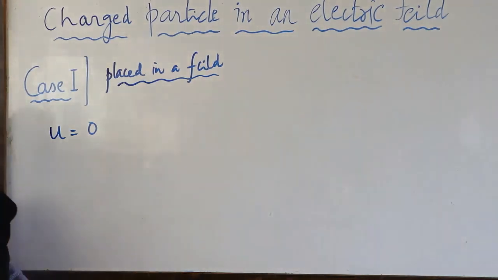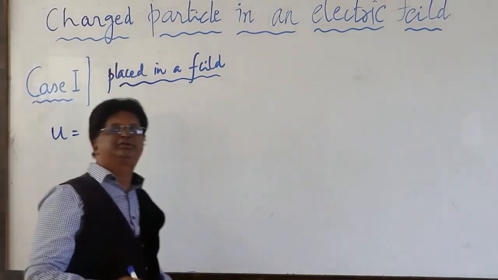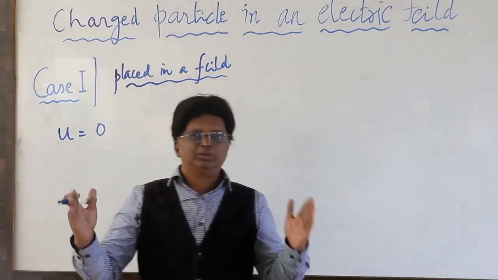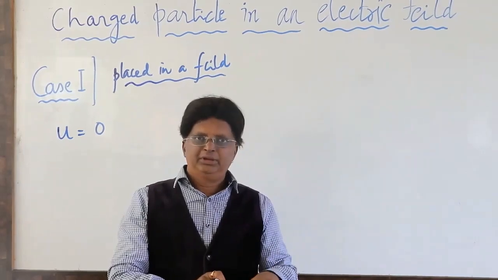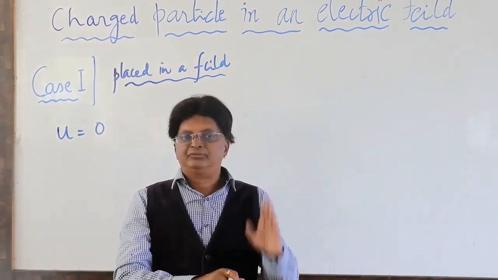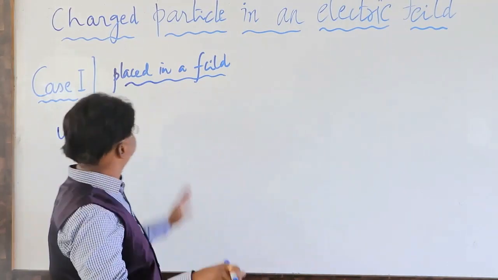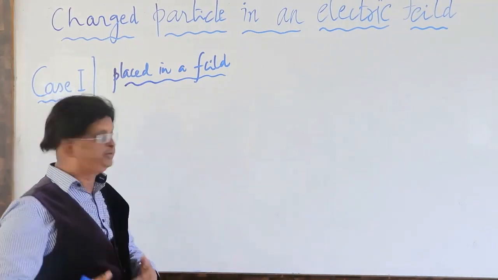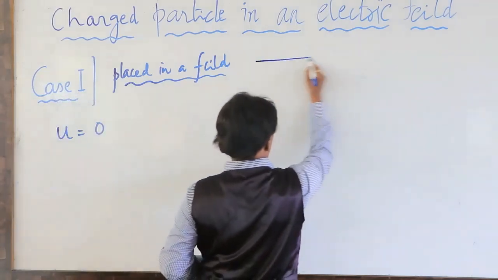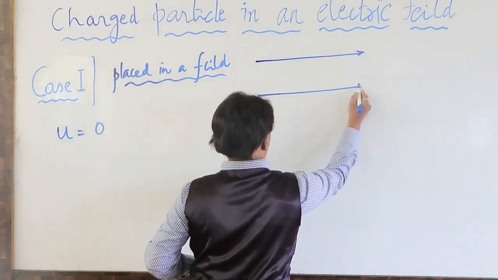Now, earlier I told you about Q1, Q2 interaction. We now stop that. From now on, the discussion is field versus charge. So when a charged particle is placed in an electric field, you want me to show the diagram? Okay, let me show. So this is a uniform electric field.